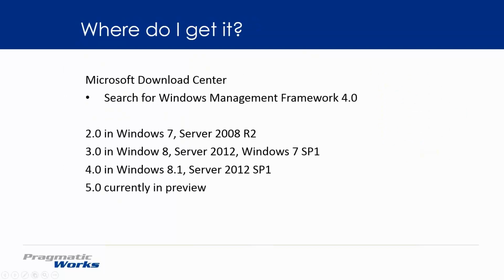All right, where do you get PowerShell? So if you do not have PowerShell currently installed in your system, you can just do a search for Windows Management Framework 4.0 on the Microsoft Download Center. PowerShell does come embedded in operating systems nowadays, although depending on your operating system, you may have an older version of PowerShell. So if you're on a baseline Windows 7 or Server 2008 R2, for instance, it would have PowerShell 2.0. Newer operating systems like Windows 8.1, Windows Server 2012 SP1, for instance, would have 4.0.